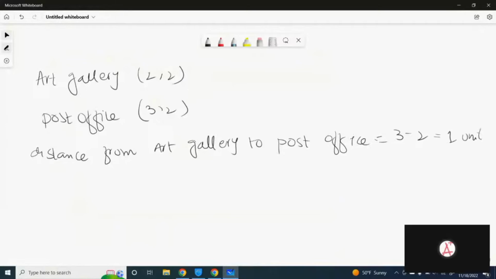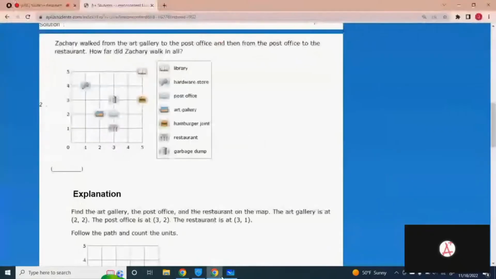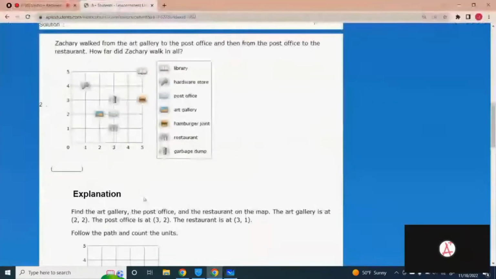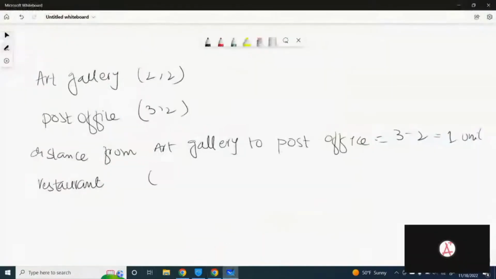Got it? Okay, then from the post office to the restaurant. The coordinates for the restaurant are, no, this is the restaurant, sorry. It would be 3 and 1. The restaurant is 3 and 1. You have to calculate the total distance. Got it? Calculate the distance from the post office to the restaurant.